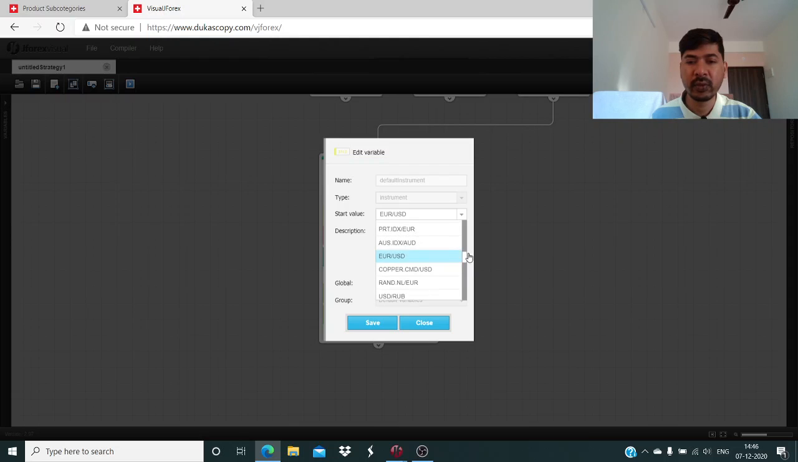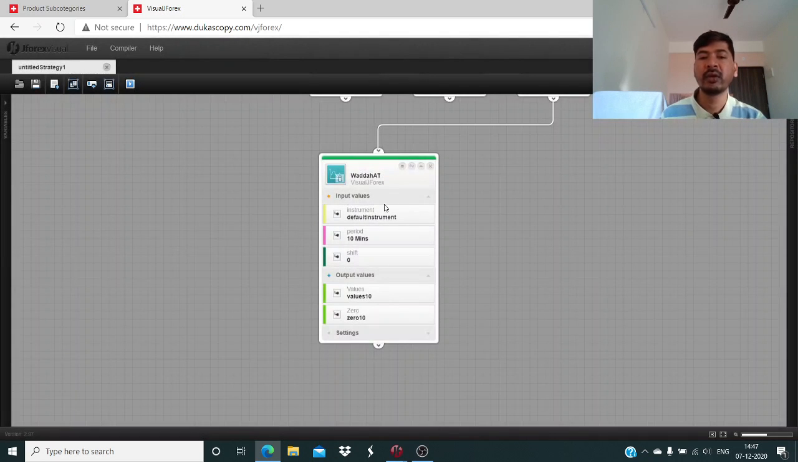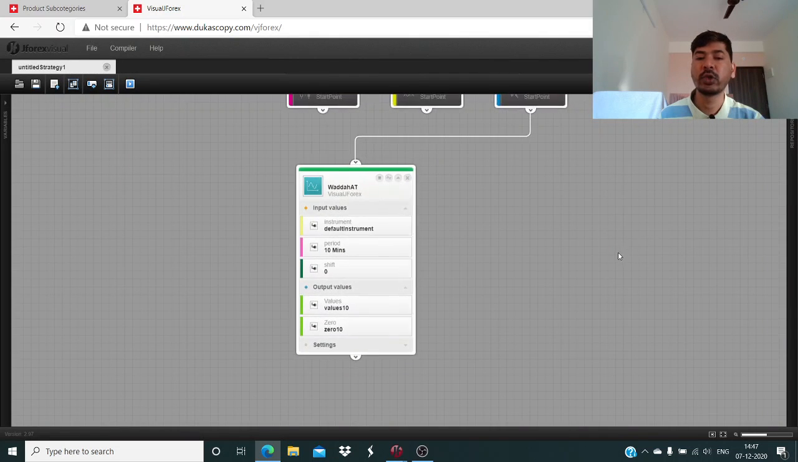The search option would have made the job much easier, but we don't really have that option. We have to see that particular instrument amongst all these long listed instruments and find it. Oh, here it is. Okay, so we have changed the instrument. Now USD/JPY is the instrument of choice.